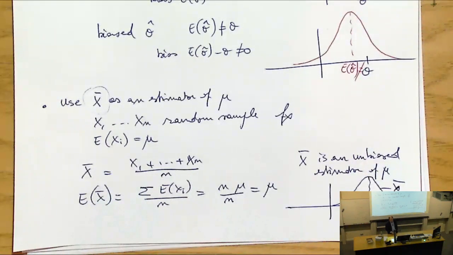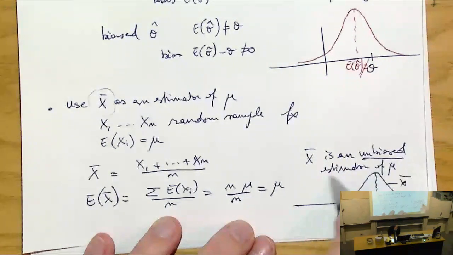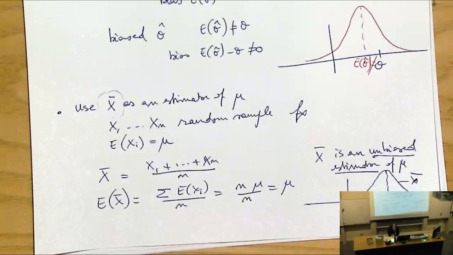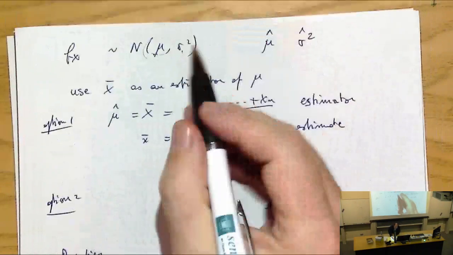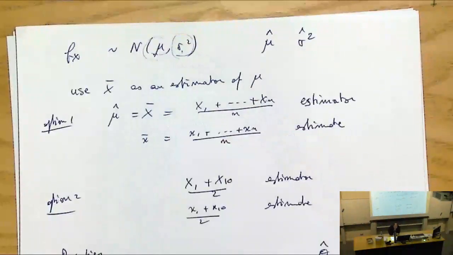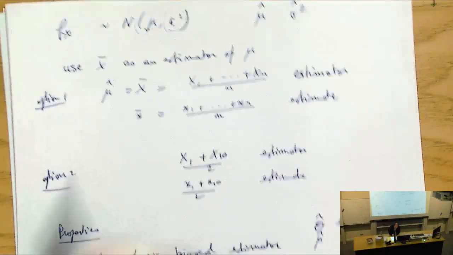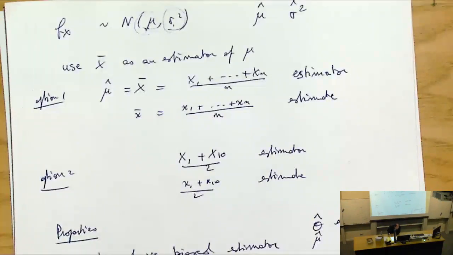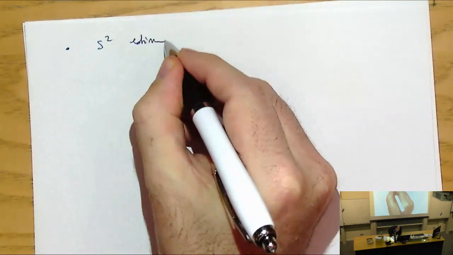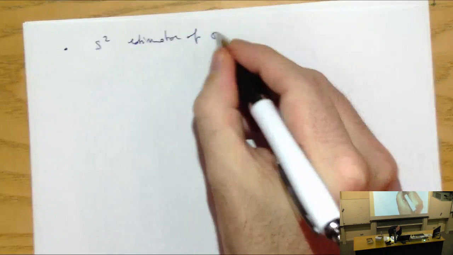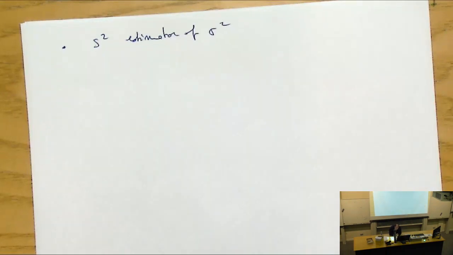Okay, so this is the first one: the sample mean is an unbiased estimator of mu. Now, what if we want to look at the variance? I want to estimate the variance of this distribution. X bar would be a good estimator for mu, but what about the variance? So we can also define an estimator, call it S square, an estimator of sigma square. And I want this estimator to be unbiased.